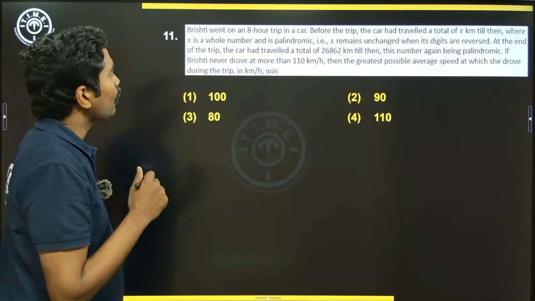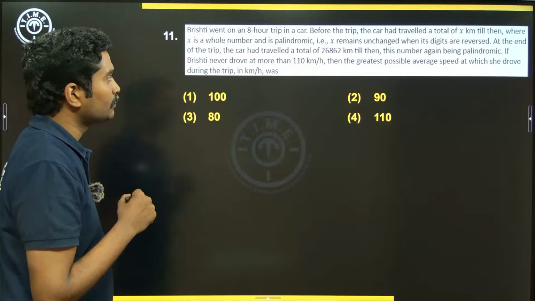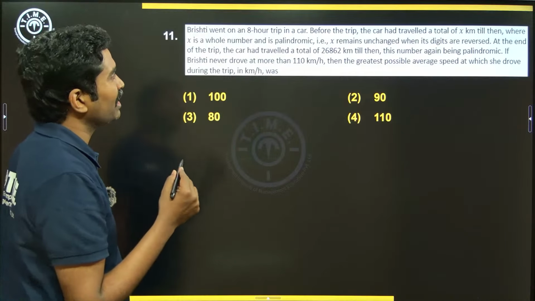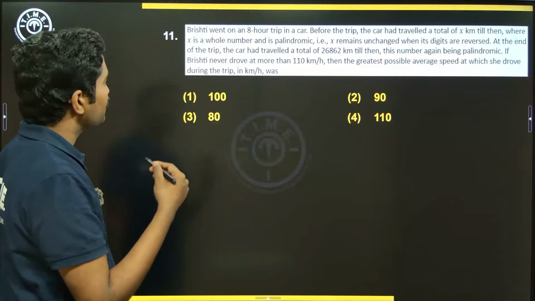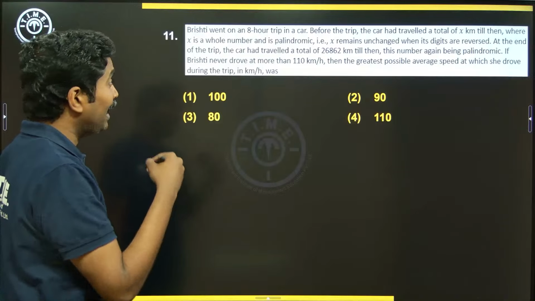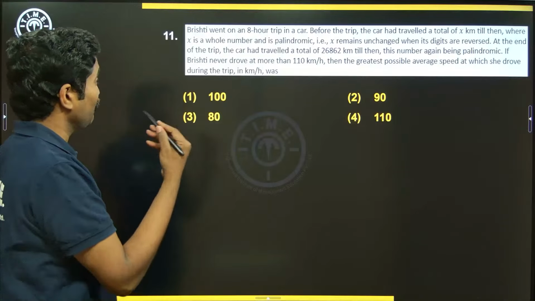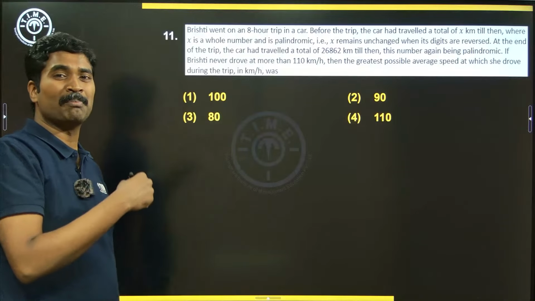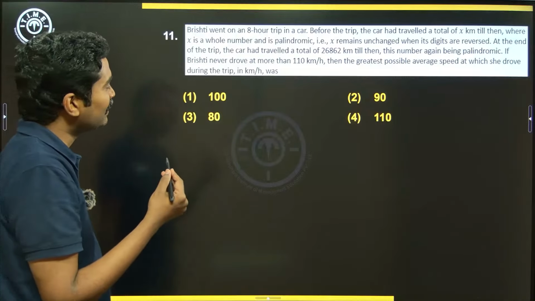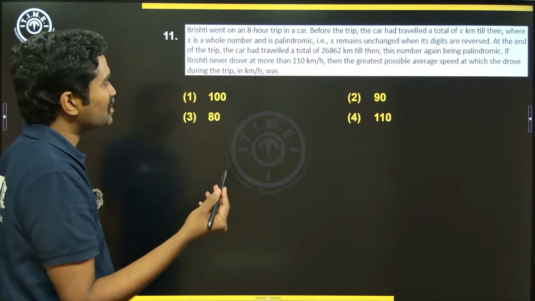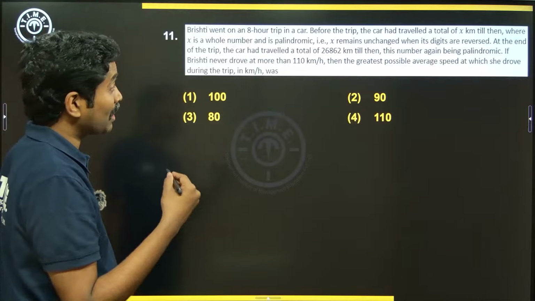Brishti went on an 8-hour trip in a car. Before the trip, the car had traveled a total of x, where x is a whole number and is palindromic. All right, this is the first time I'm seeing palindromic in a non-permutations and combinations question. Okay, x remains unchanged when its digits are reversed.